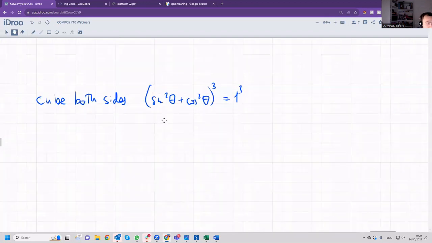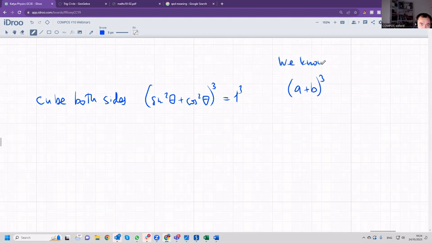Well, we need to use the formula for a plus b cubed. We know that it is equal to a cubed plus 3a squared b plus 3ab squared plus b cubed. This is something that you're supposed to know. You can find a proof of that online, and I'm not going to go very deep into that. But it is the binomial theorem, and yes, it is Pascal's triangle.